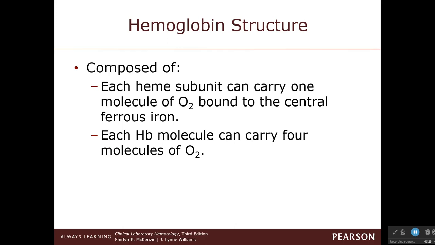Okay. So, each heme subunit can carry 1 molecule of oxygen bound to the central ferrous iron. That means that each hemoglobin molecule in your body, with the 4 globin chains, carries 4 oxygen. So you have a subunit here. I'm just going to put right here: this is 1 hemoglobin molecule, carries 4 oxygens.